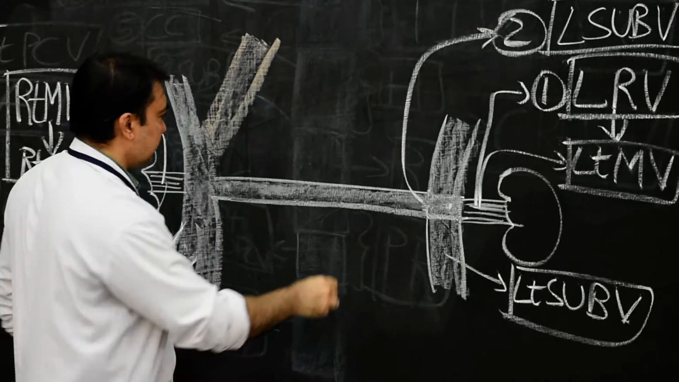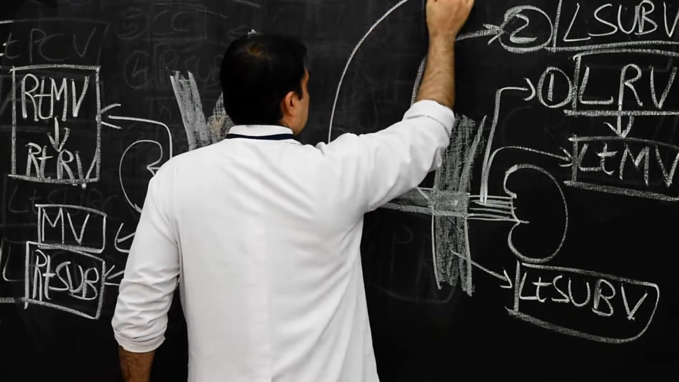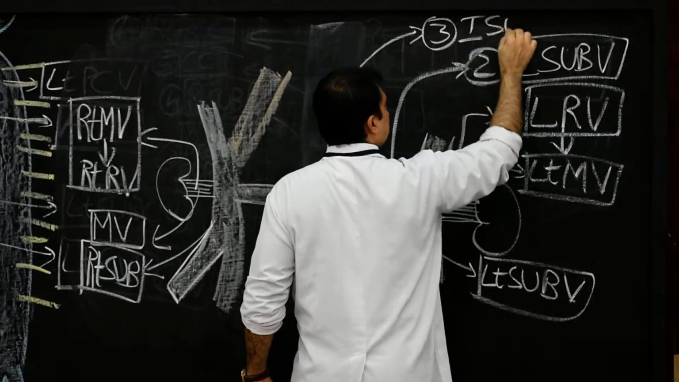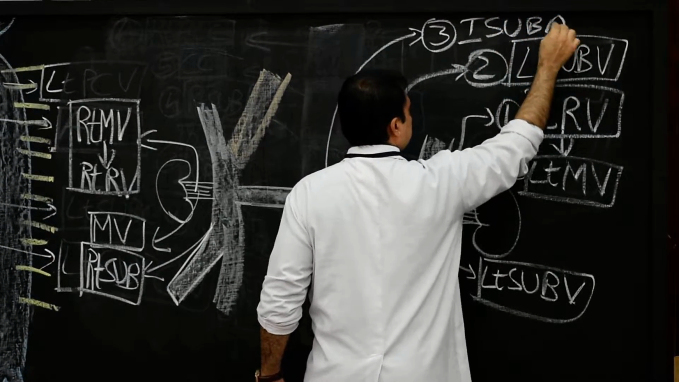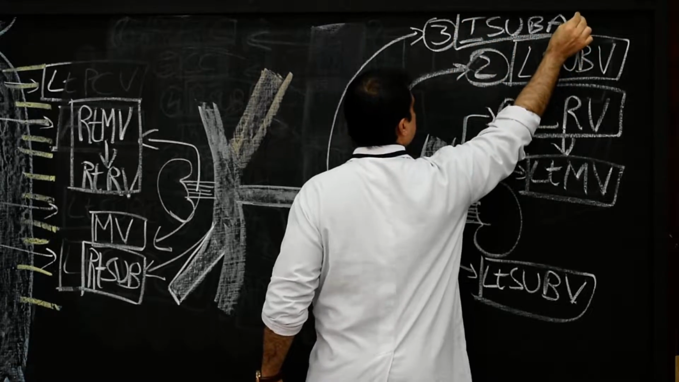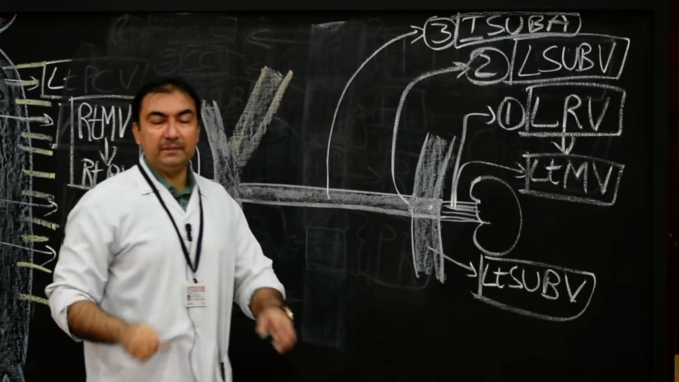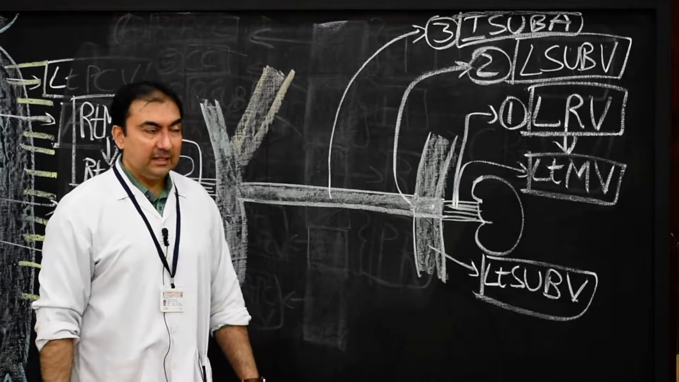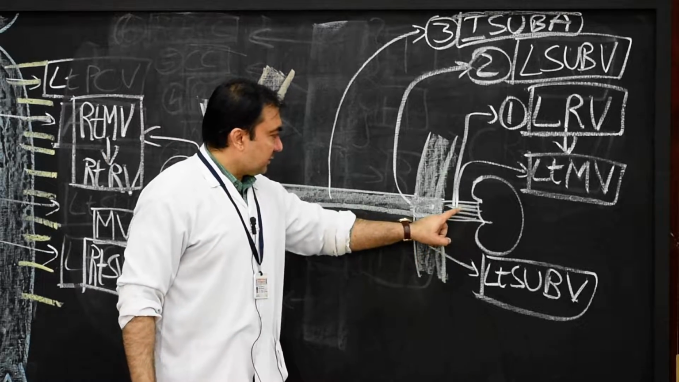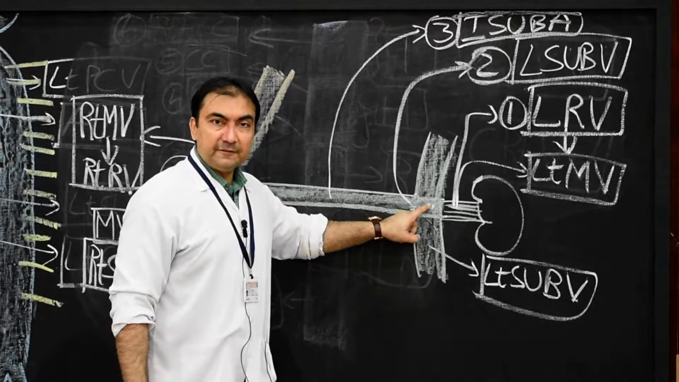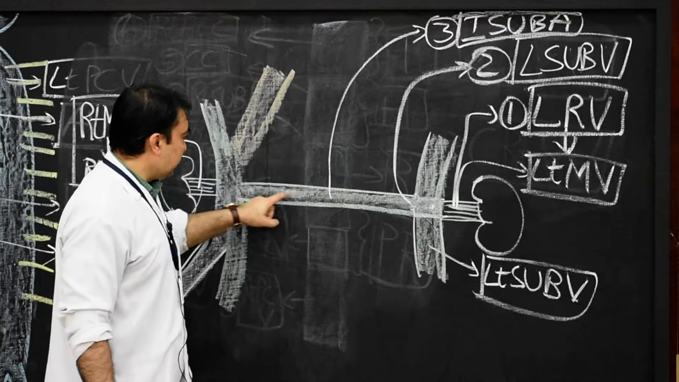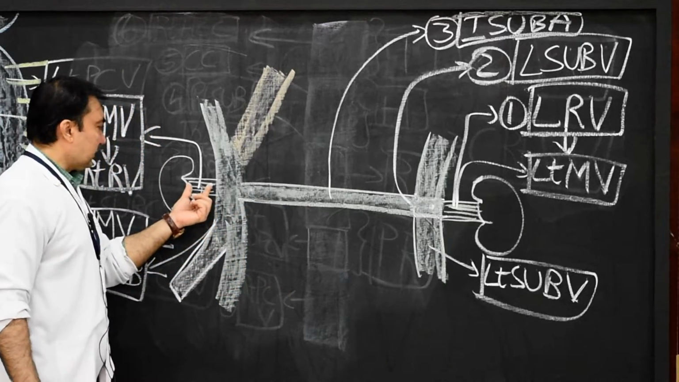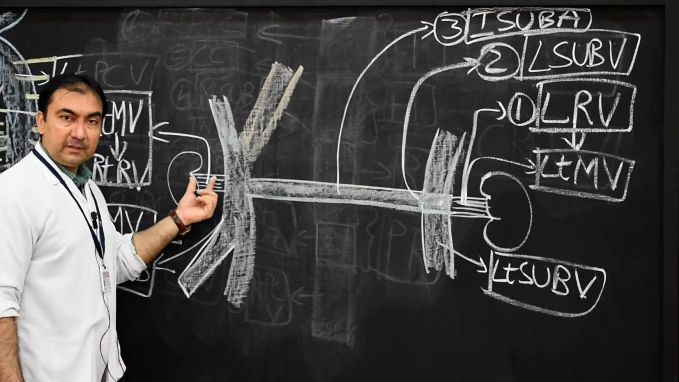And the third portion, see here, this is the third portion, the intersubcardinal anastomosis, which will lead to development of the left renal vein. So the left renal vein will be longer than the right renal vein because it is developed from 3 sources. Number 1, from the left mesonephric vein. Number 2, from the portion of the left subcardinal vein. And number 3, from the left intersubcardinal anastomosis. And the right renal vein only from the right mesonephric vein.